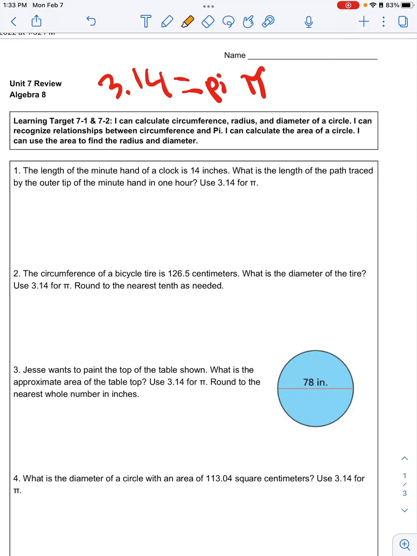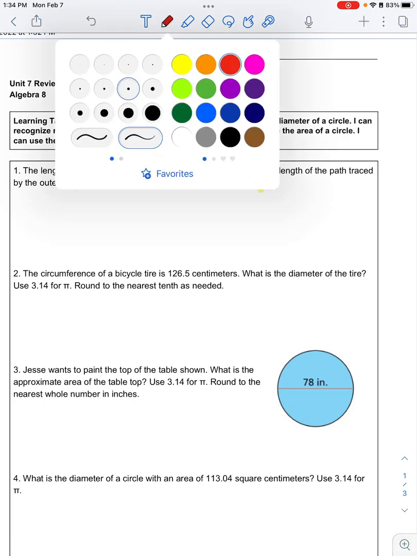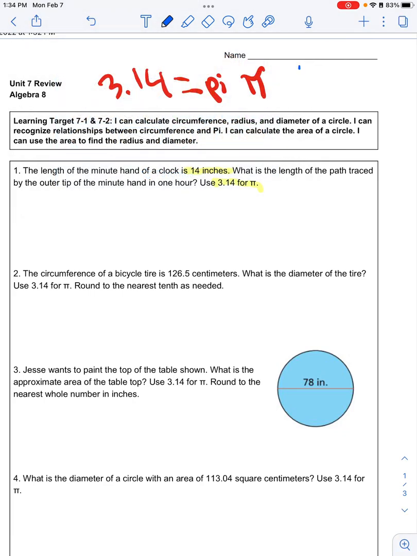The length of the minute hand of a clock is 14 inches. What is the length of the path traced by the outer tip of the minute hand in 1 hour? Use 3.14 for pi. All right, so again, I want you to try these kind of on your own first, and then you can check your answers.